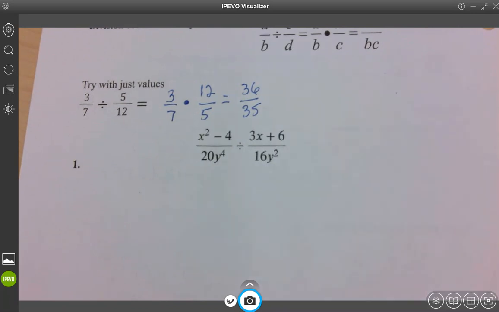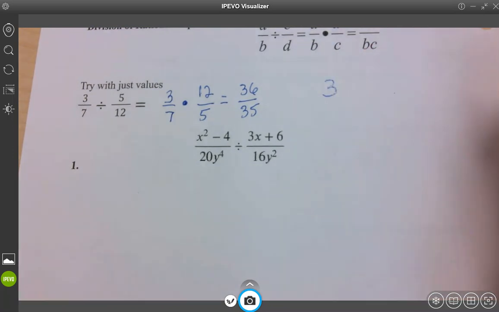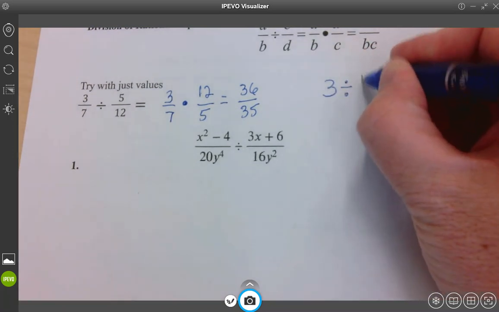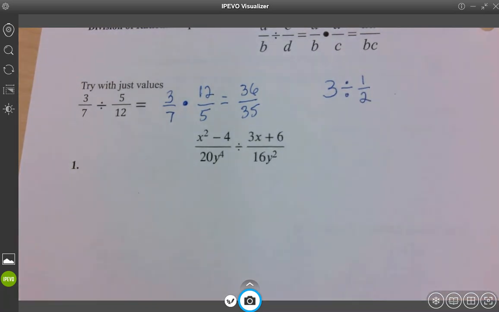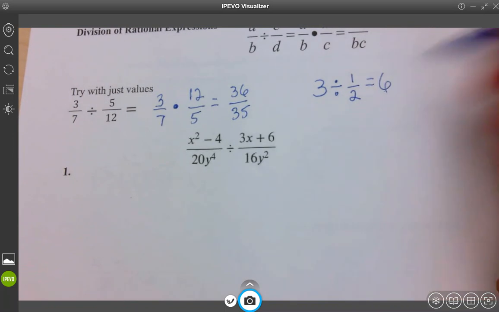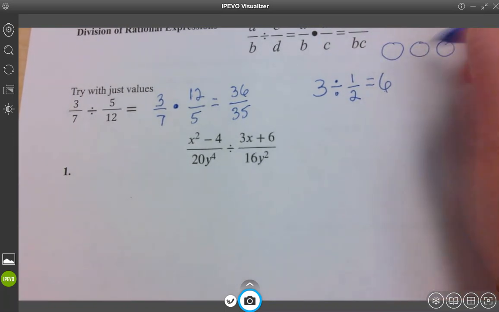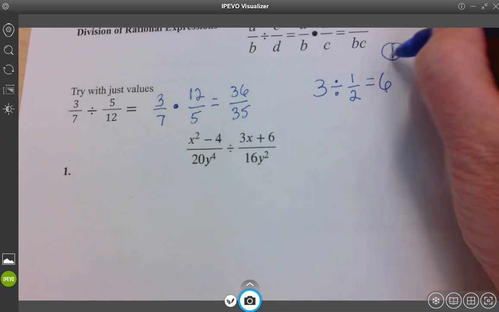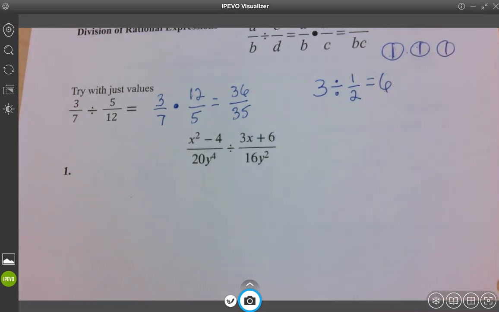So think about the number 3 divided by 1/2. Say we have 3 pizzas, and every person wants to eat half a pizza. How many half pizzas do we have if we have 3 pizzas? 6, right? We have 6 half pizzas. So 3 divided by 1/2 is 6. You can see it if you draw a picture of the pizzas.